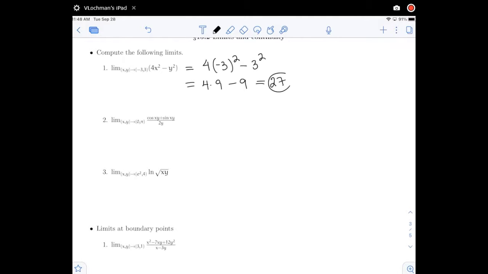So this function is a polynomial function, doesn't have any discontinuities, no concerns. We can plug in any number and compute the limit. Okay. Let's take a look at the next function.